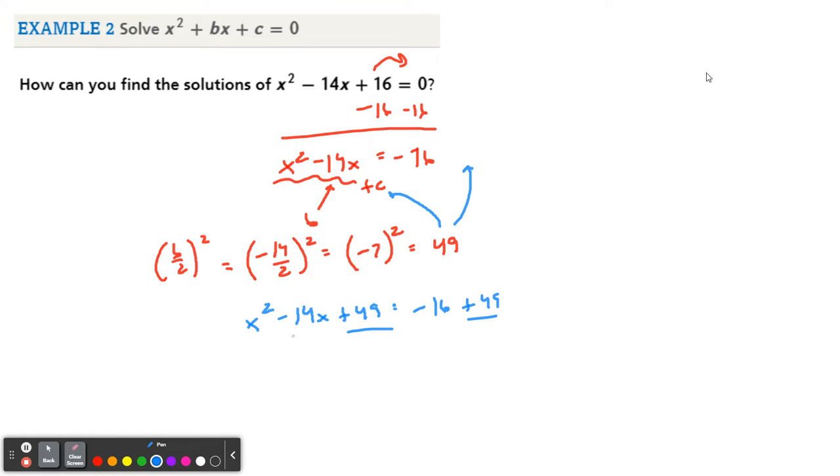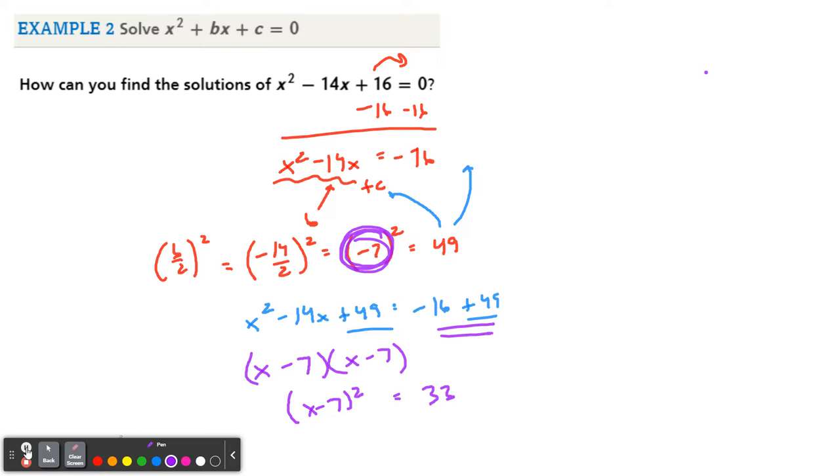And now we need to come up with the two parentheses that are identical that make this trinomial. Well, I know it's x and x. It's going to be minus, minus because that middle term is minus. And again, it's just going to be the number you get before you square, negative 7, negative 7. So now we're going to write this as x minus 7 squared. We want to complete that square to get that binomial squared. This is going to equal, and we just simplify the right-hand side, negative 16 plus 49, that's 33.